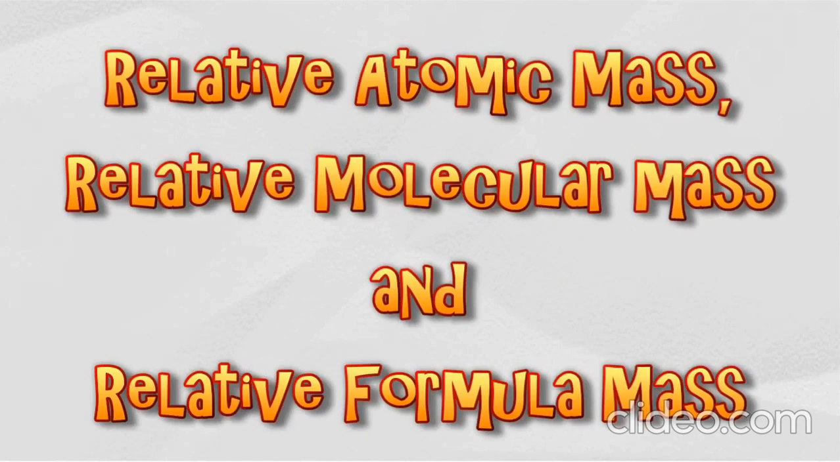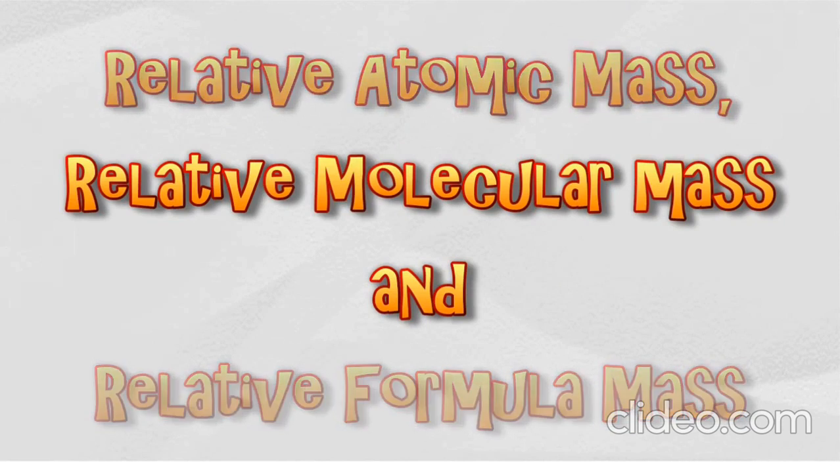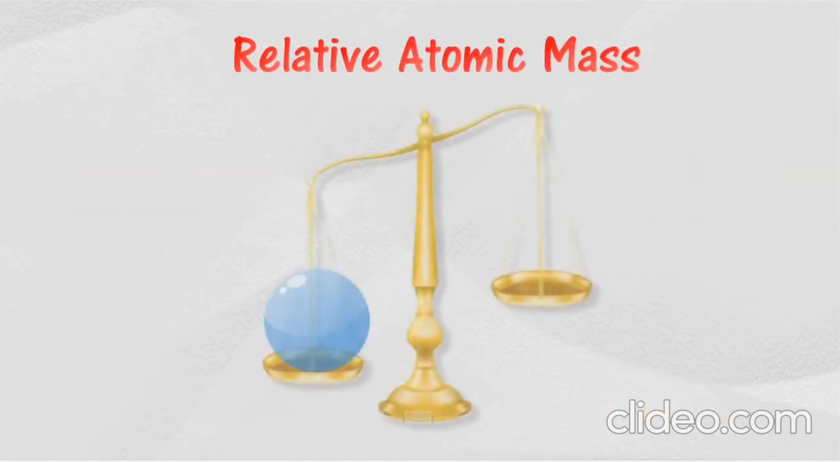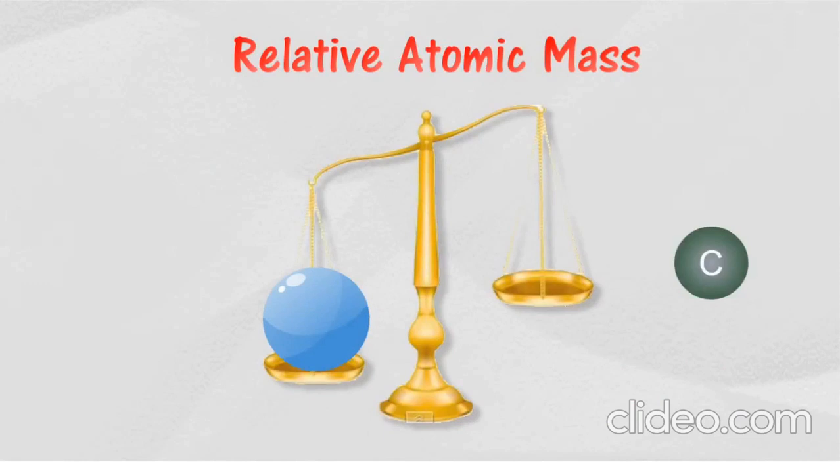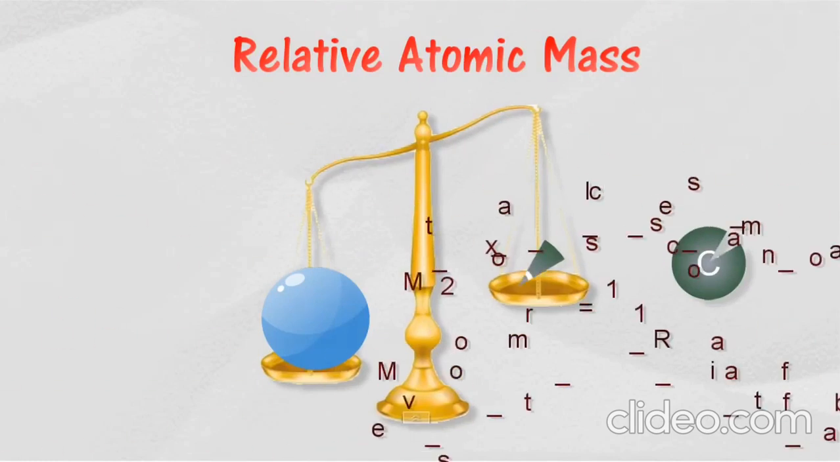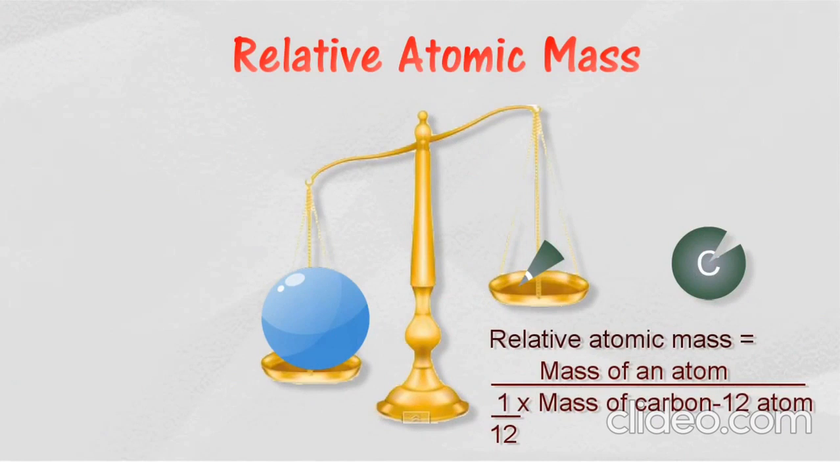Relative atomic mass, relative molecular mass, and relative formula mass. An atom is too small and tiny to be weighed by any instruments. A more practical way to determine the mass of an atom is by comparing its mass with the mass of a standard atom. In the modern scale, carbon-12 is used as the standard atom. The relative atomic mass of an element is the number of times the mass of an atom is greater than 1/12 of the mass of a carbon-12 atom. The relative mass of a carbon-12 atom is 12.